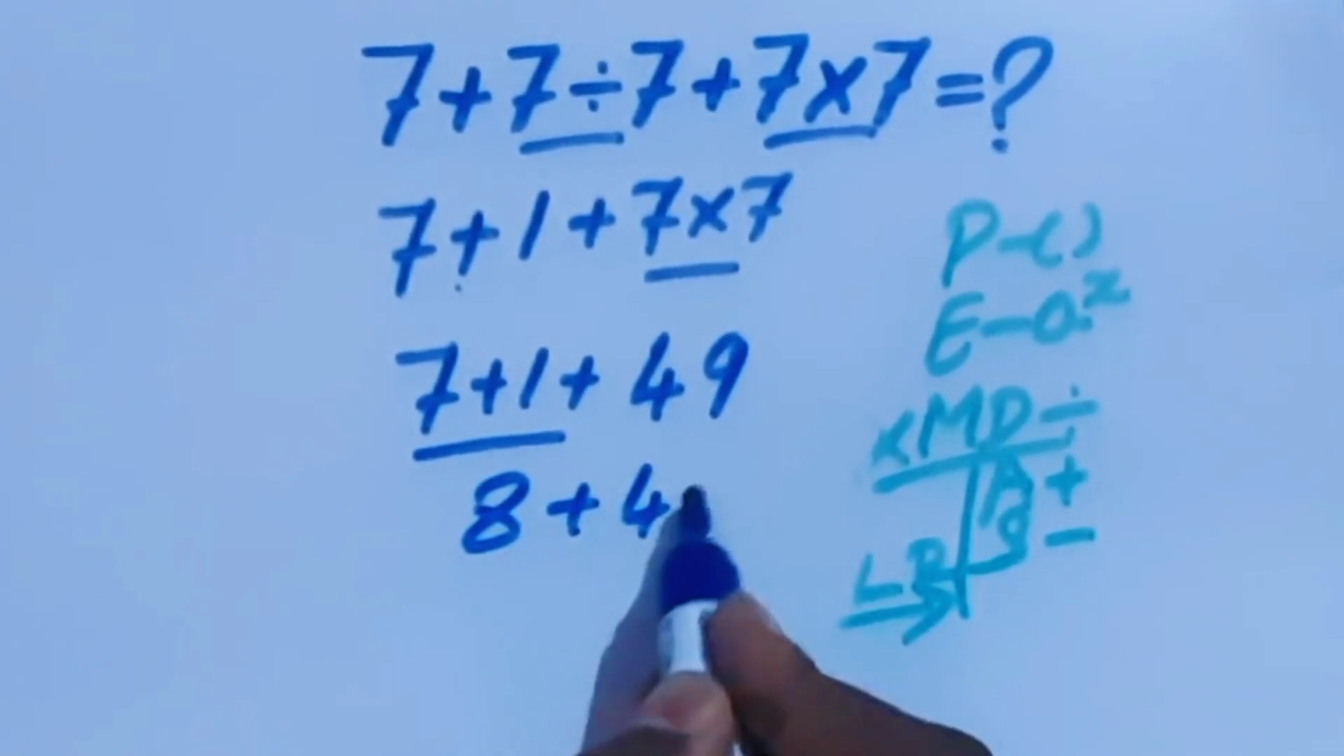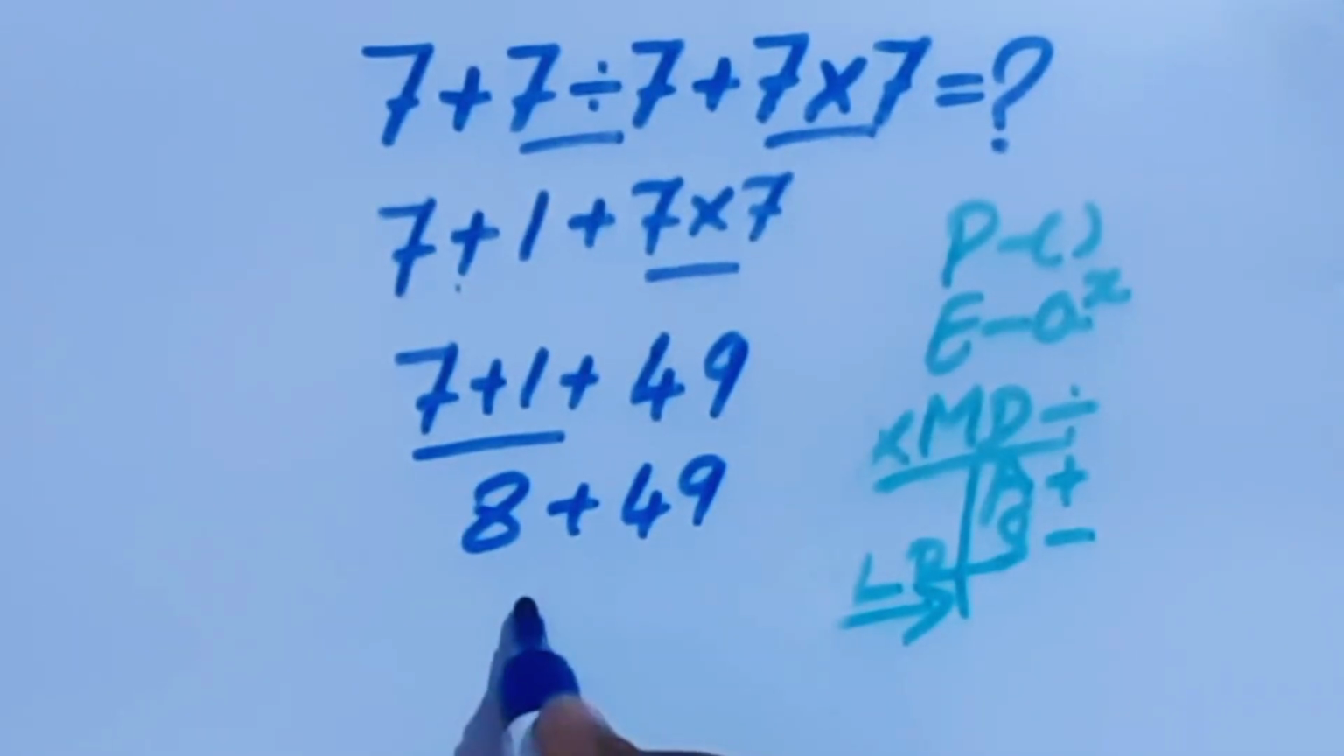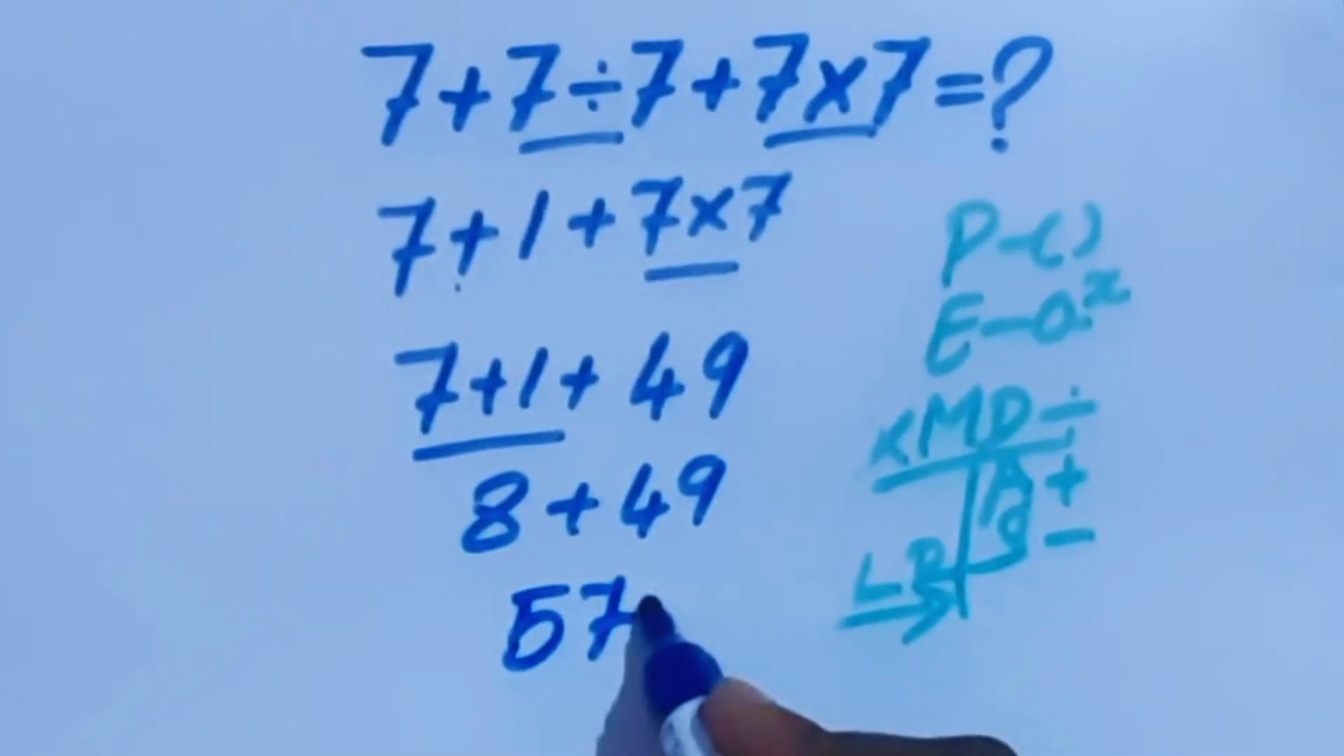8 plus 49. This 8 plus 49 is 57, which is the correct answer.